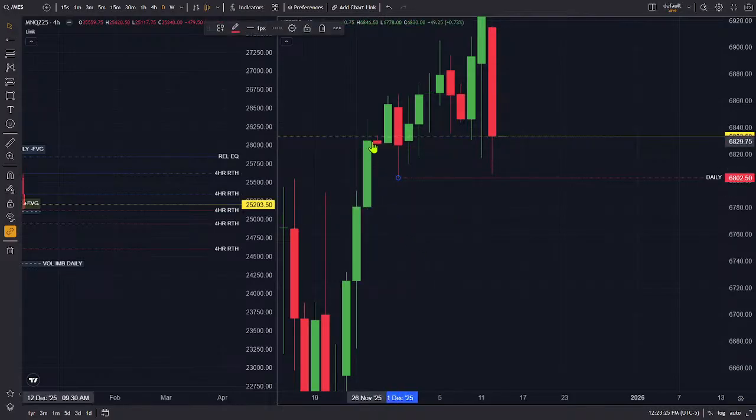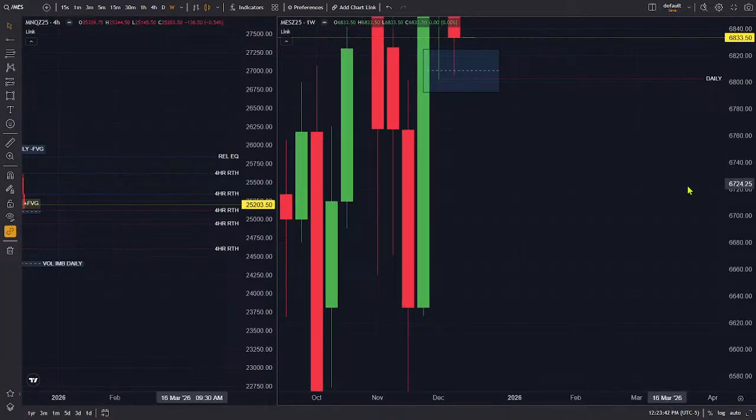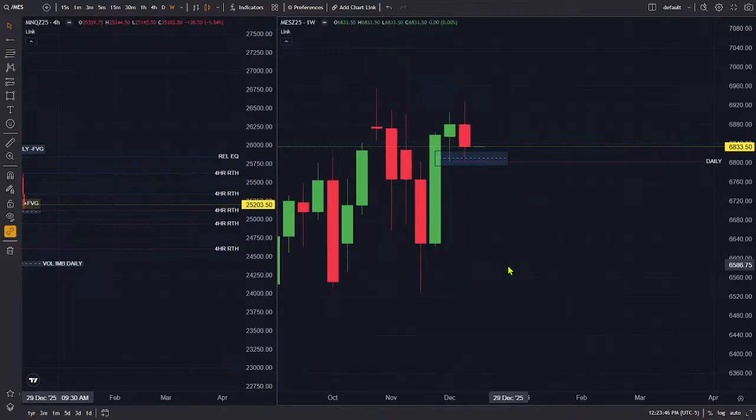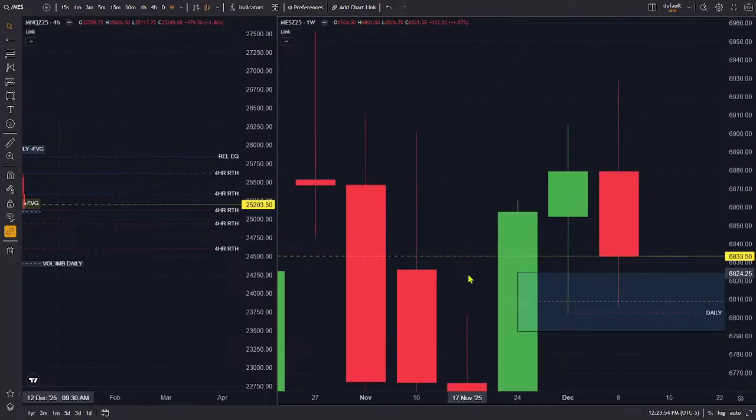And then, of course, we have this fair value gap that's been respected so far. We've got lots of daily fair value gaps. I bet if we went to the weekly, we could mark this out as a weekly fair value gap and save us some marking. Let's see. Oh, man. No, it's not a weekly fair value gap. It is not. Let me expand real big and see if there's a gap in between these two candles.